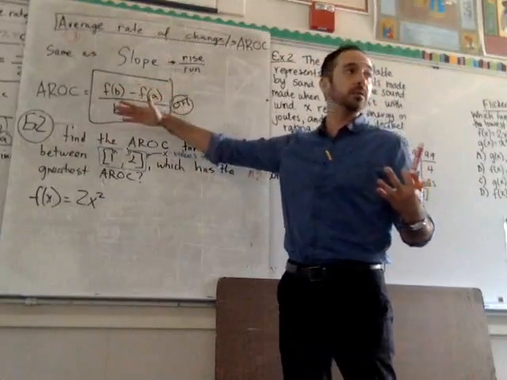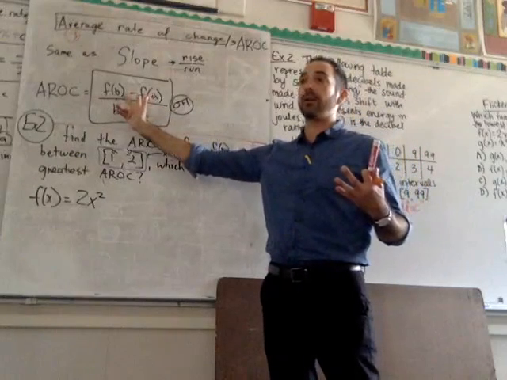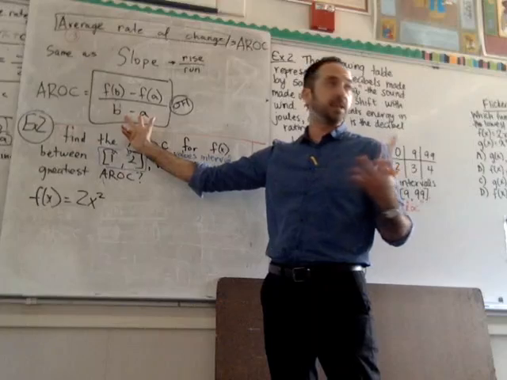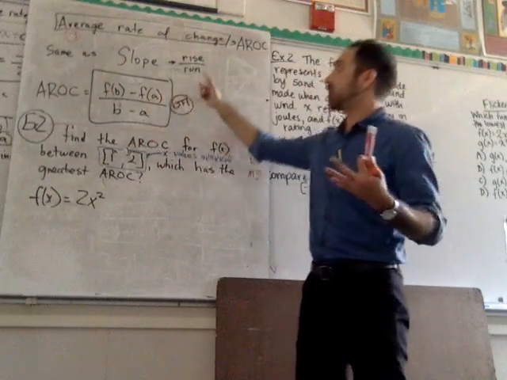It's a rise over the run. So we find the difference of our f of x, which is our y values, and we divide that by the change in our x values. It's just the slope, rise over run.